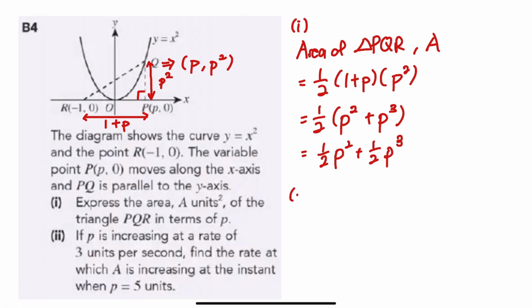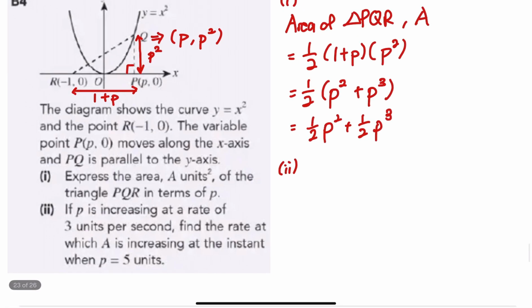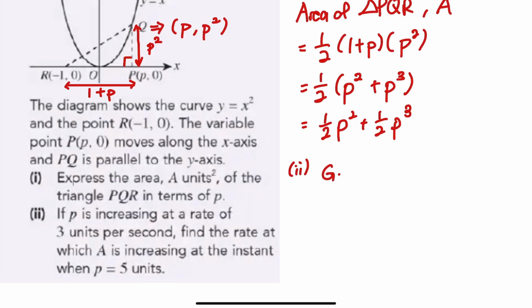Part 2. If p, this x coordinate here, is increasing at a rate of 3 units per second, since p is a variable, this is telling us that dp/dt, the rate of change of p with respect to time, is equal to 3 units per second.